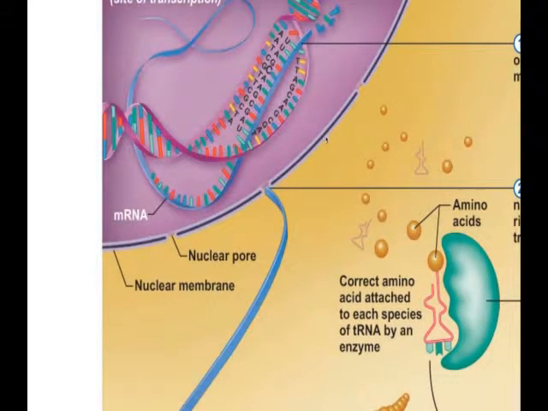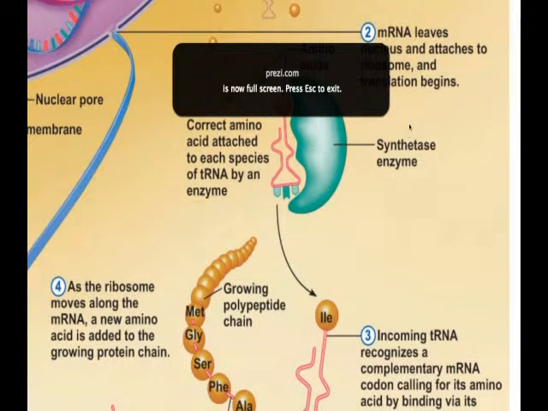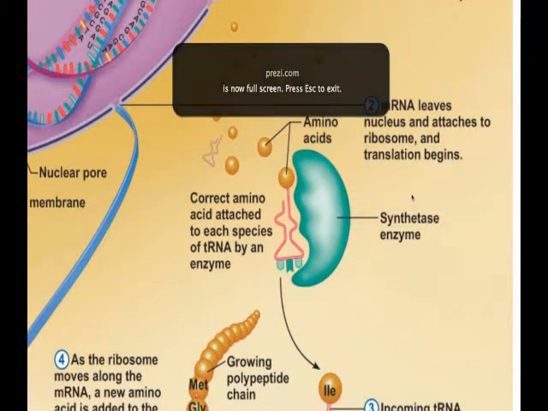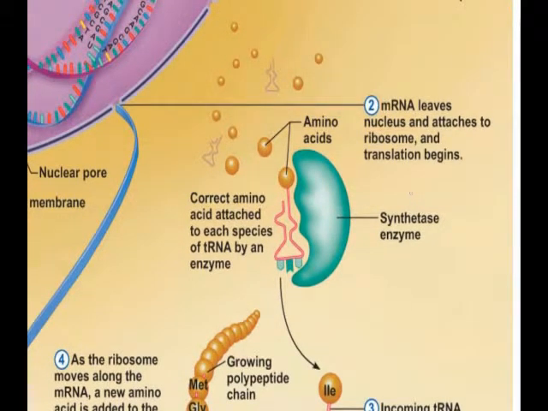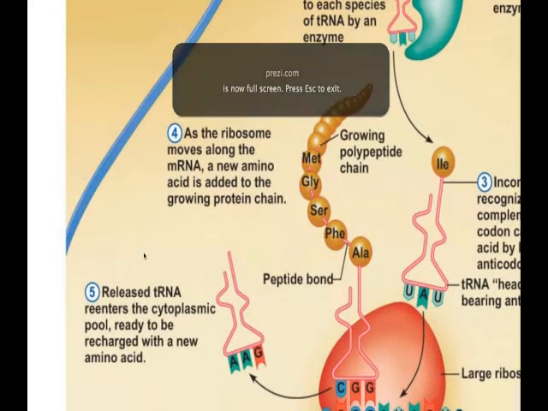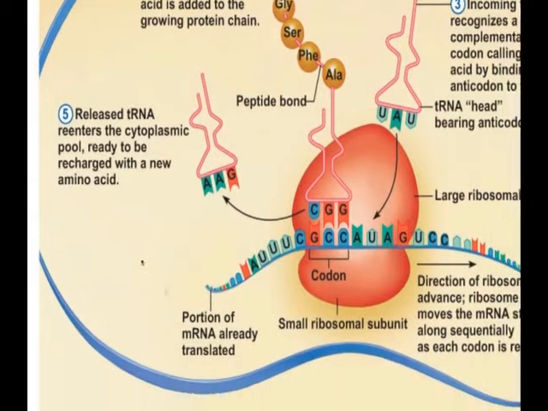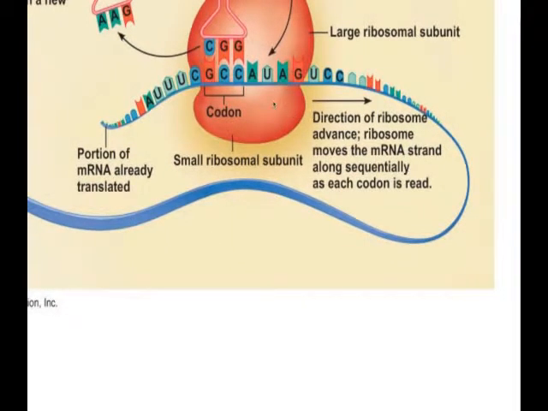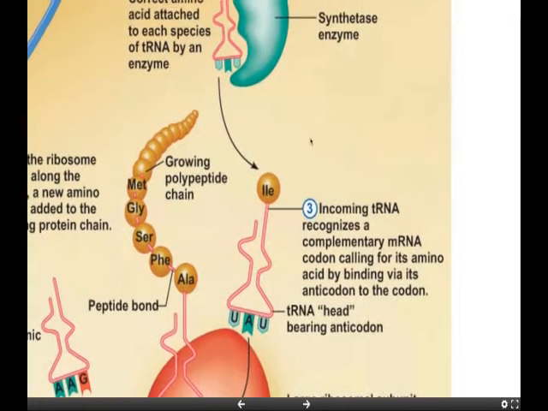Now, the next stage is that RNA molecule will actually leave the DNA, or it will leave the nucleus of the cell. mRNA leaves the nucleus and attaches to a ribosome, and translation now begins. That whole process that we just explained was transcription. Now we're going to attach to the ribosome. This is stage 3.